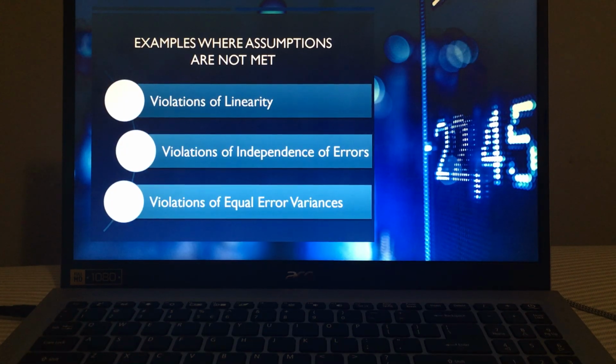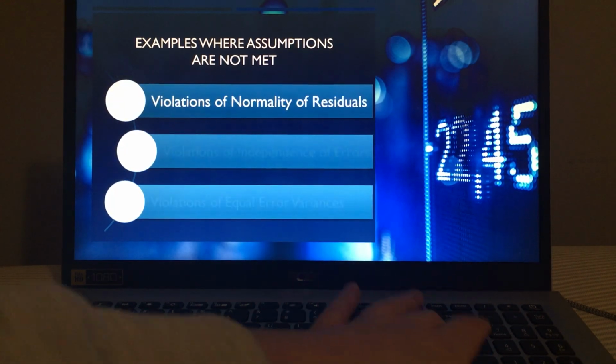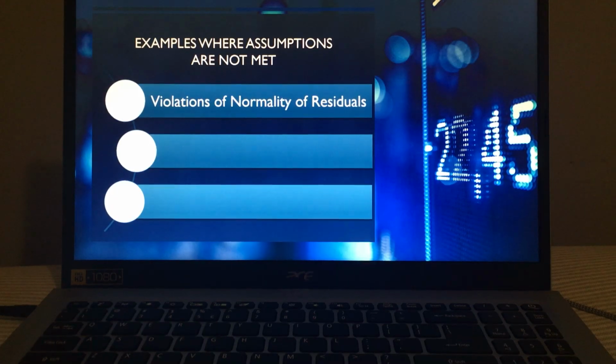What about the violation of normality of residuals? This is the last one. Recall, we want to see normally distributed residuals, and we've evaluated normality many times before. We use histograms and QQ plots, so this is probably the easiest violated assumption for us to identify.